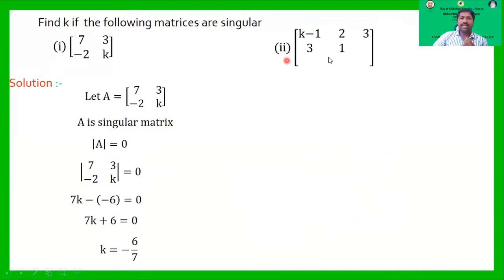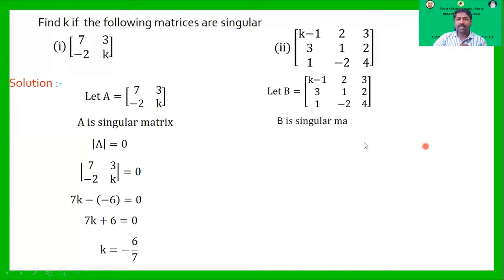Now second example, we have 3 rows and 3 columns. We are given this matrix is singular and we have to find the value of k. Let B be the matrix with rows k minus 1, 2, 3; 3, 1, 2; 1, minus 2, 4. B is a singular matrix, that's why its determinant value is 0.